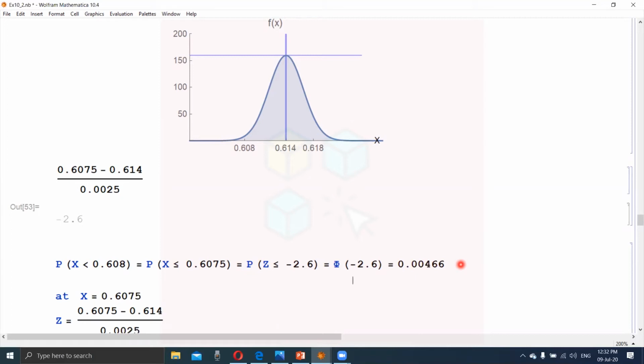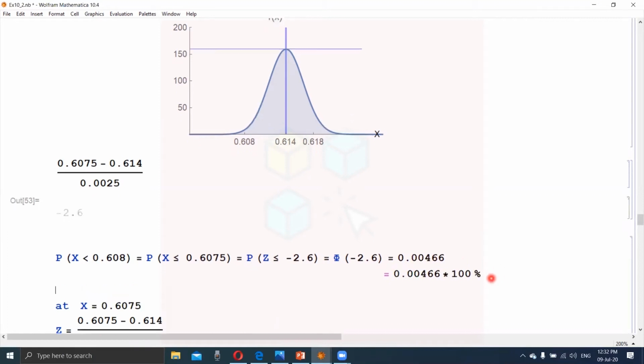As we have to find the answer in percentage form, whenever we have to convert to a percentage result, we multiply this value by 100 percent, and the answer is converted into a percentage. So its answer is now 0.466. We can directly write it as 0.466 percent.